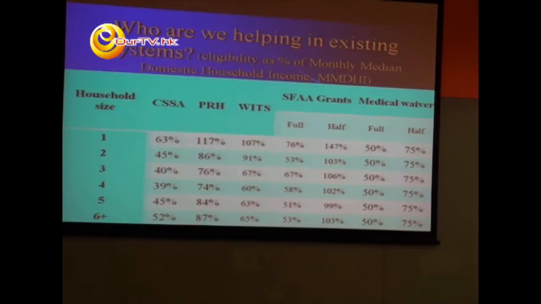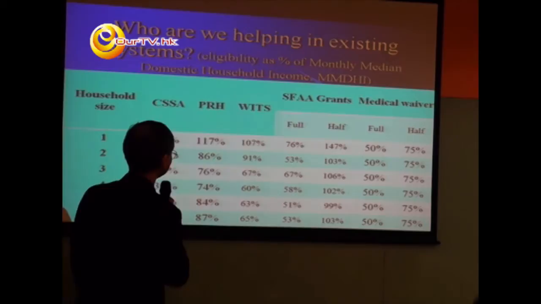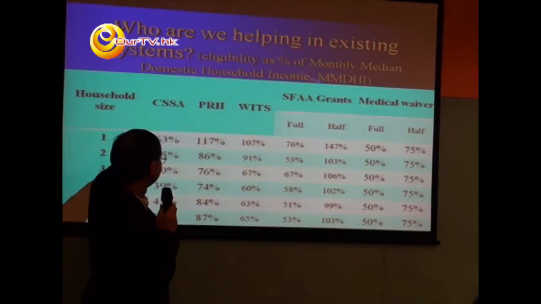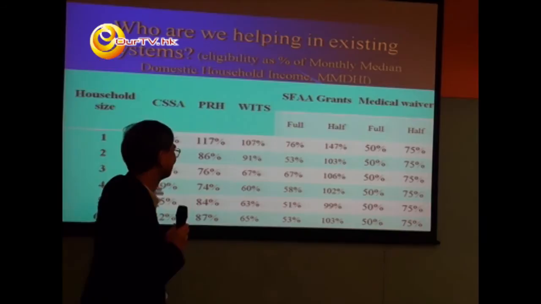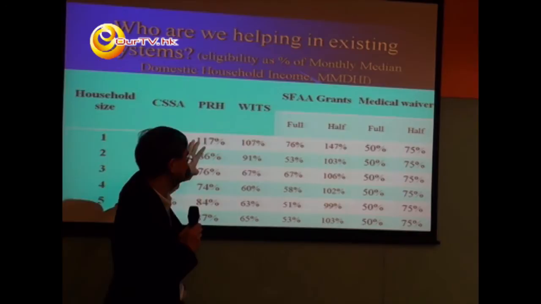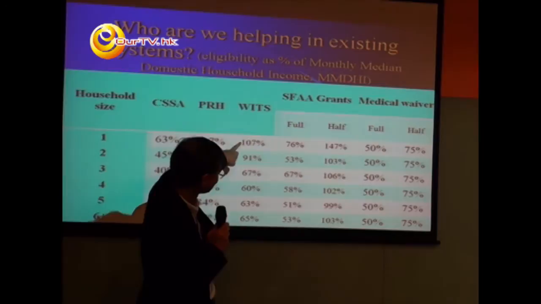If you look at all these numbers, you will find they're very different. The CSSA for one person is 63% of the median, and for two persons 45, 40, 39. So the closest number is around 40, on average 45.4%, something around that, of the median household income. Public rental housing is relatively generous compared to CSSA. Compared to the median household income, one person is 170%, then 86, 76, etc. The WITS is very similar, slightly lower than public rental housing.